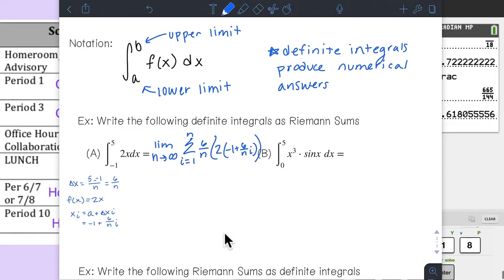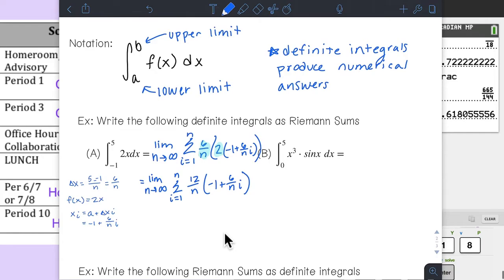So now we could leave it like that, but if we want to simplify it, I can multiply my 6 over n times the 2 on the outside. So I'm still going to have the sum from 1 to n, but now I'm going to have 12 over n times negative 1 plus 6 over n i. So that would be the limit definition of a Riemann sum for my definite integral.